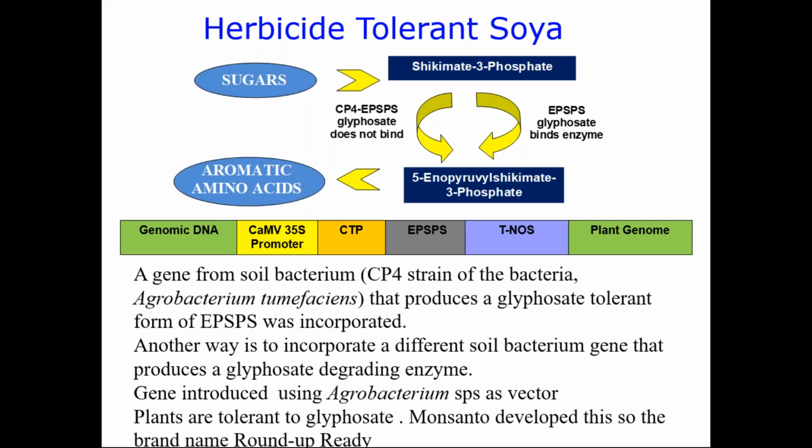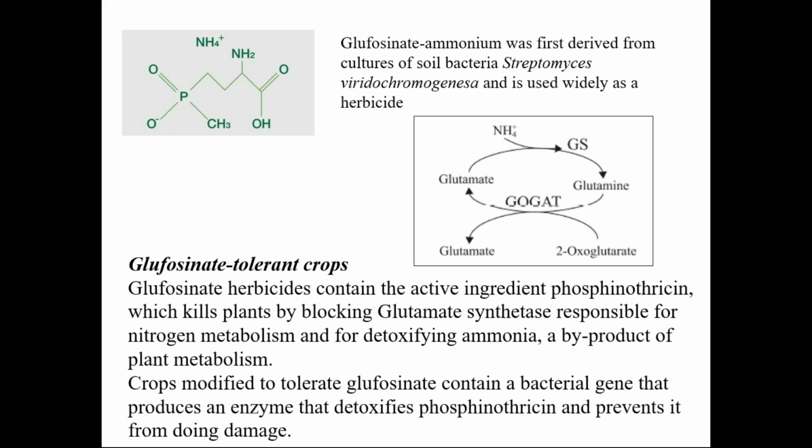Another herbicide that is commonly used to kill the weeds is a herbicide called glufosinate. This also is a herbicide which is sprayed on the plants. It kills both the weeds and the plants. So what glufosinate, which the structure is given here, also known as phosphinothricin, is that it inhibits the enzyme glutamate synthase. This glutamate synthase is a very important enzyme in plants because it removes the ammonium ions. So glutamate reacts with ammonia and it is removed as glutamine.